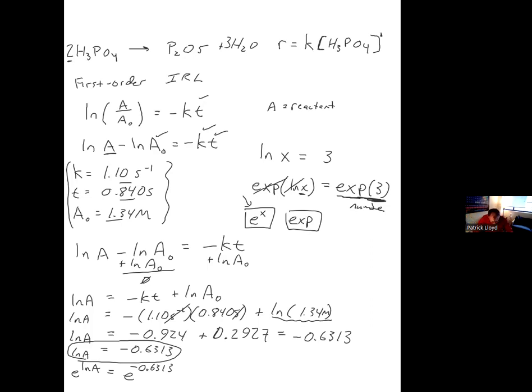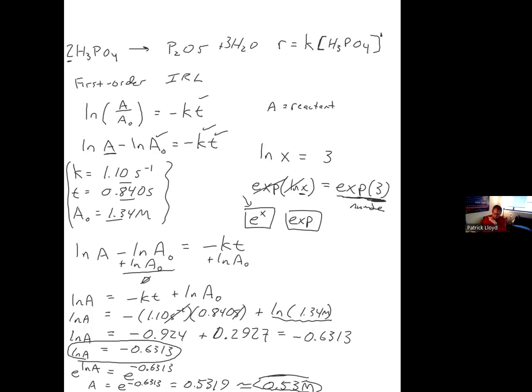That will get rid of the ln. So now you'll just have A on the left side. Practice with it. That's going to be e to the minus 0.6313. That comes out to 0.5319. Two significant digits would be about 0.53, and that would be your answer. Okay, so it went down.